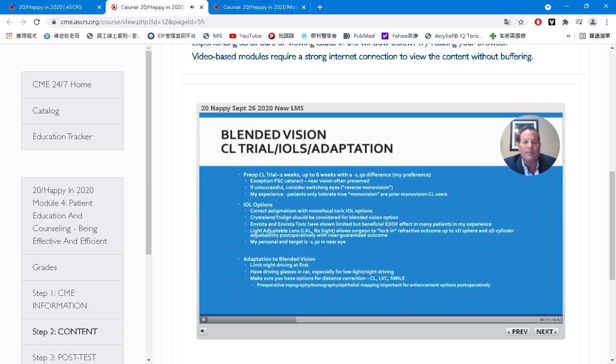Adaptation. I tell patients night vision might be difficult in the beginning. Even if they're used to it, they should still get a pair of glasses for night driving or low light or rain or snow, depending where they live in the US, to keep in the car to help with those difficult situations. And you must also do all the pre-op testing, topography, tomography, epithelial mapping if needed, to make sure you can enhance the patient. If you miss that distance target in the dominant eye with a laser vision correction or SMILE, you must be able to make sure they're enhanceable post-operatively if you miss the target.